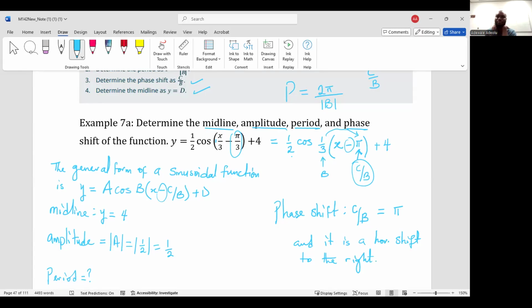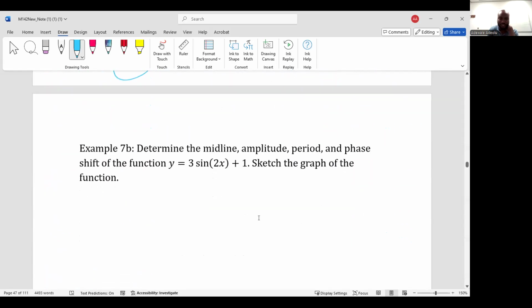Okay, I hope that makes sense to you. You can replay this part and relearn it again before you move on to the next example.